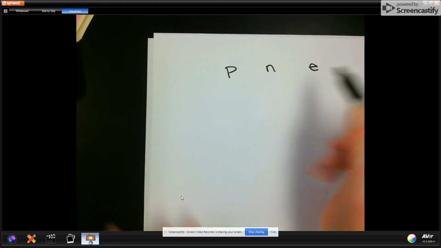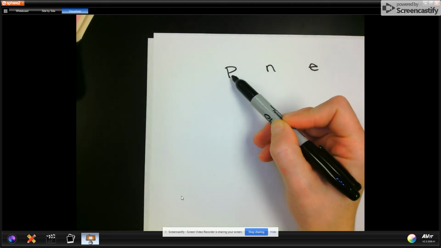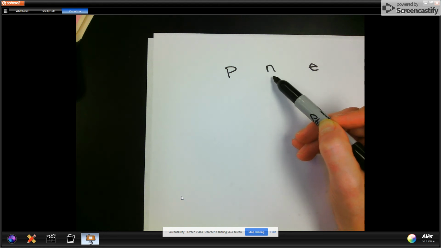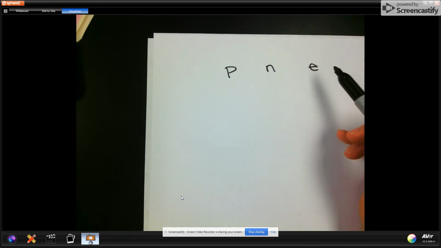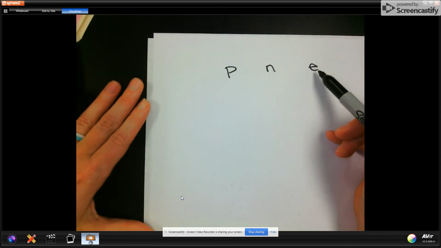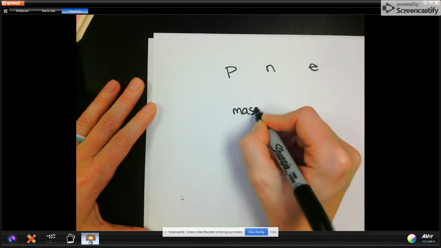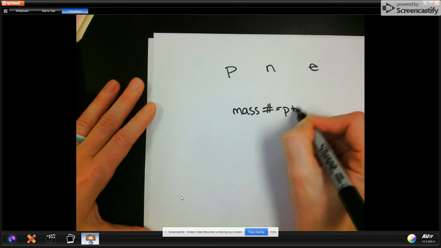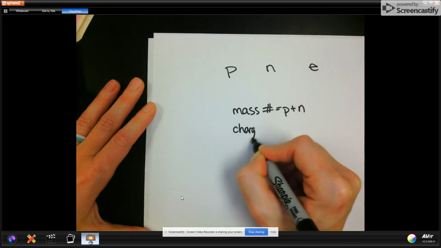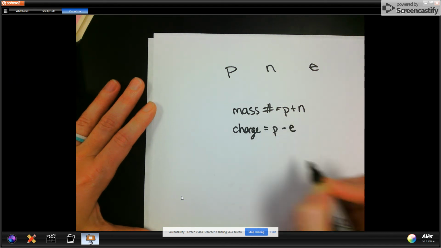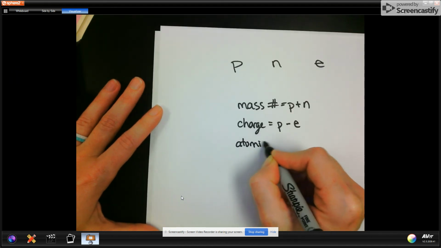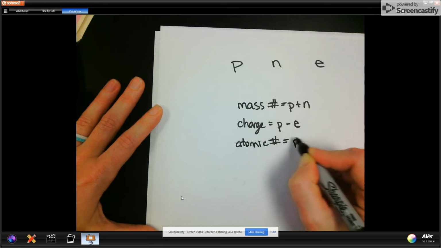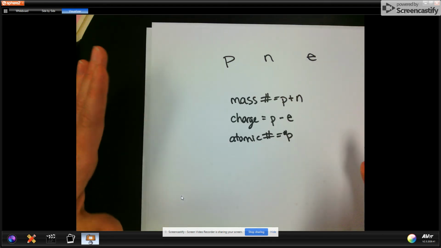Protons, neutrons, electrons. These are positive, located in the nucleus, have a mass of 1 AMU. Neutral, inside the nucleus, has a mass of 1 AMU. Negative, outside the nucleus, relative mass is 0, so we don't consider it when we're worrying about the mass. You need to remember that mass number is equal to protons plus neutrons. To get your charge, it's protons minus electrons, and that atomic number is the same thing as your number of protons. Key things, you gotta know it.